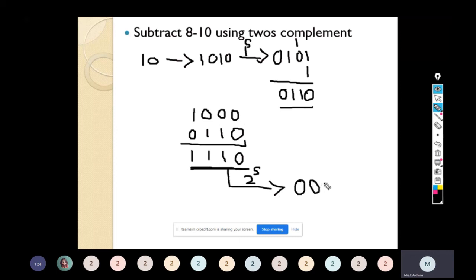So the 1's complement for the result 1110 will be 0001. It is going to get added with the number 1. So the answer will be 0010. And add negative sign. So minus 0010, that will be minus 2. This is the result for 8 minus 10 using 2's complement.